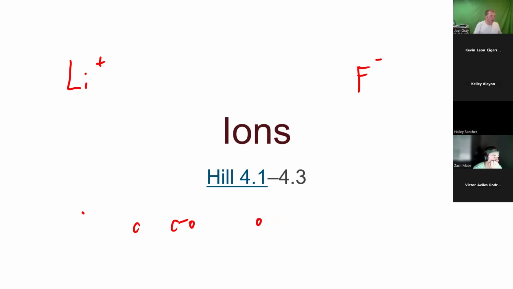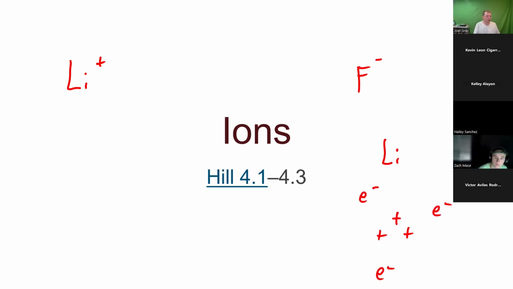Now, for this, what I would recommend that you do is, and I always go back to lithium. I always think about lithium as my base atom. I always think about lithium and say, okay, Li has one. Lithium as a neutral atom has plus, plus, plus, electron, electron, electron. Okay, so there is lithium. Give me a Y or N in the chat if you agree and follow that is lithium as a neutral atom.